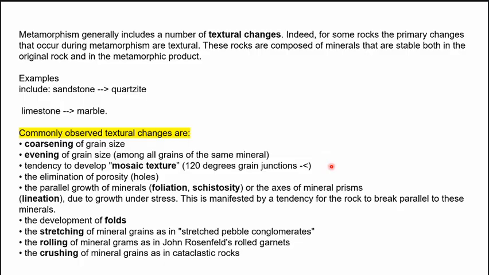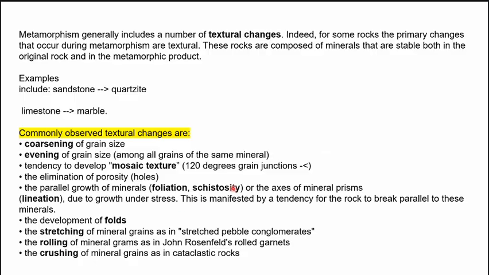So I said metamorphism generally includes a number of textural changes. The major changes you're going to see in metamorphic rock, like I said, is coarsening. Coarsening is the growing of the grain size. They become bigger. Another change you're going to see is evening of grain size. They tend to become similar grain sizes. The bigger ones are made smaller, the larger ones, they grow at the same rate.